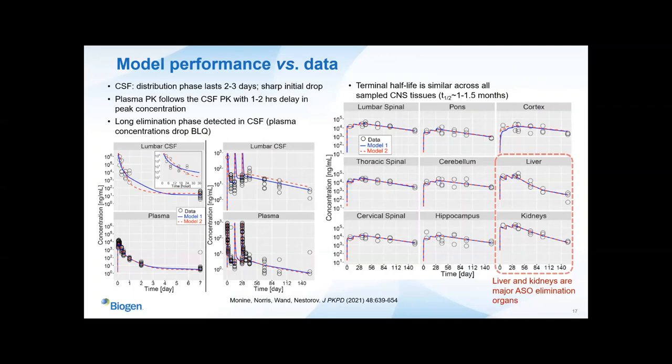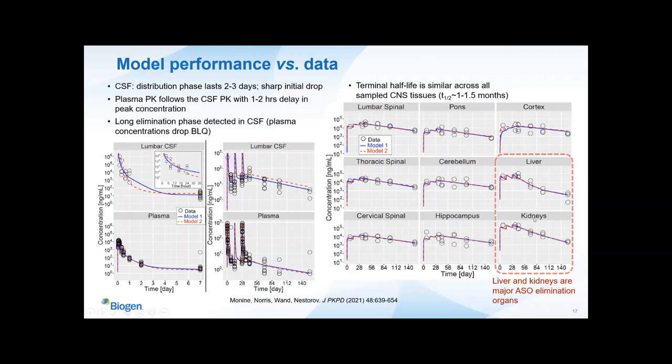Here, I wanted to illustrate the comparison of the predicted concentrations and the monkey data. First of all, if you look at the concentrations predicted and measured in lumbar CSF and in plasma, we see that the distribution phase in the CSF lasts over 2 or 3 days with a sharp initial drop right after the intrathecal injection. And plasma PK follows the CSF PK with a couple of hours delay. Then the long elimination phase detected in the CSF is determined by the tissue half-life, meaning that the penetration to tissue determines the residual time of ASO drugs in the CNS tissues overall.